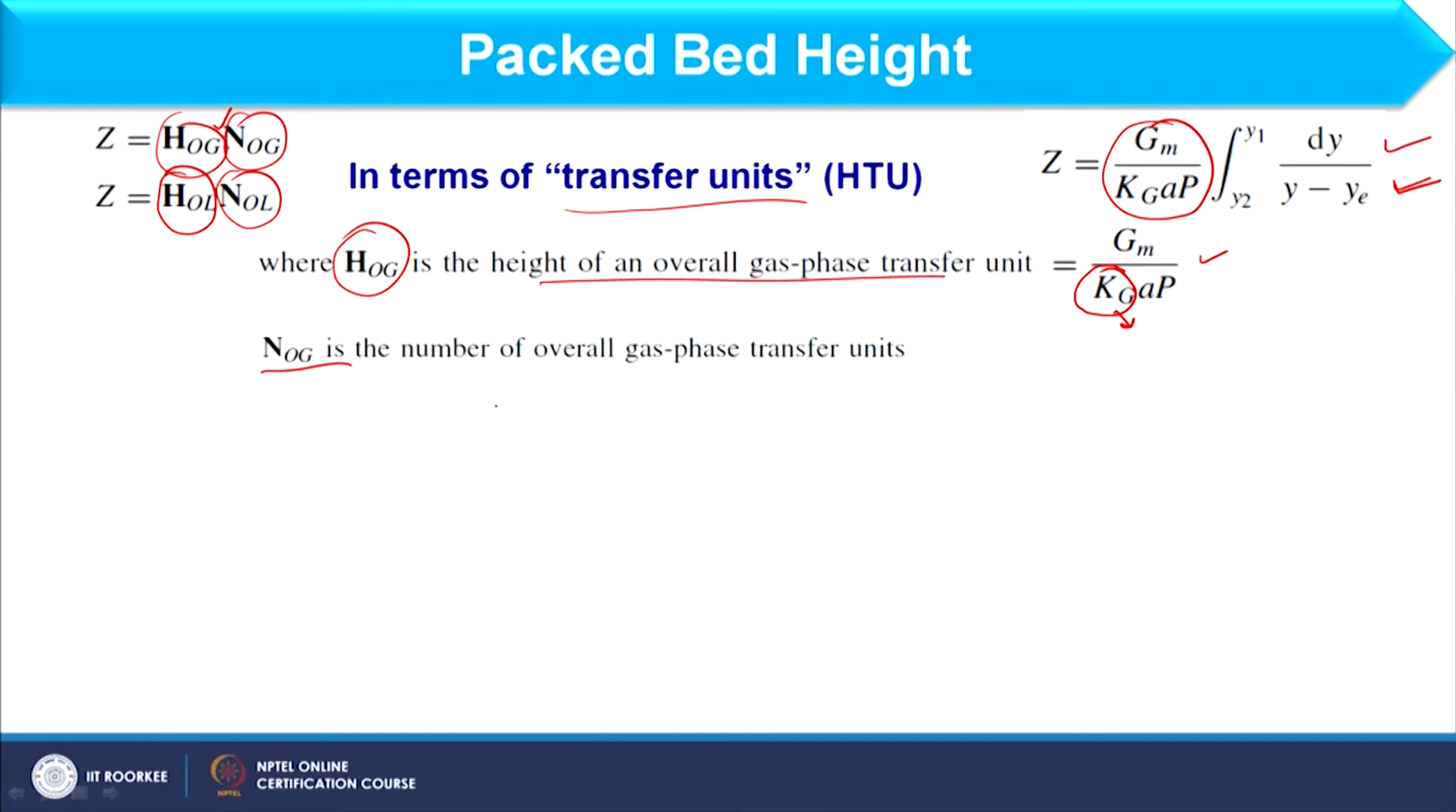Next, I am having NOG, which is basically the number of overall gas phase transfer units, and that is equal to this term. Okay. So, it is showing over here also. If you see here we have integration from y2 to y1, and that will be dy divided by y minus ye, right. So, in this way we will integrate and find the NOG value. So, how can we define this number of transfer units? That we consider as NTU. So, this is basically representing the difficulty in separation.